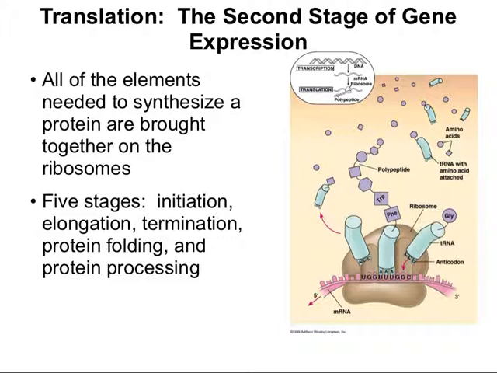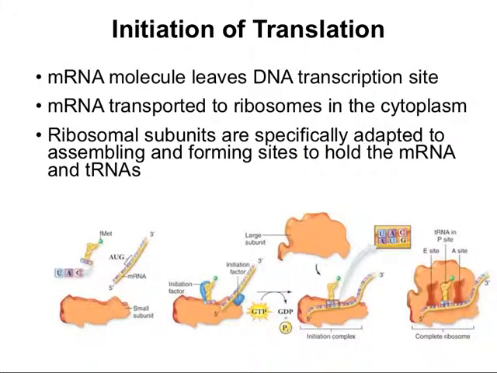In this figure on the right, we have all the elements necessary. We've got the large ribosomal subunit, the small ribosomal subunit, a piece of messenger RNA, some transfer RNAs carrying amino acids. So all of these things need to come together. We're going to break this basically into 5 stages. We're going to have initiation, elongation, and termination. And then after we've had termination, after the polypeptide molecule is made, we then need to have protein folding and protein processing. So let's take a look at the initiation of translation.